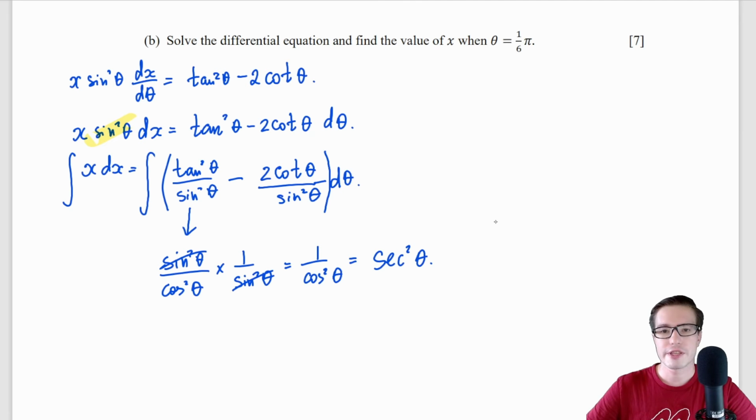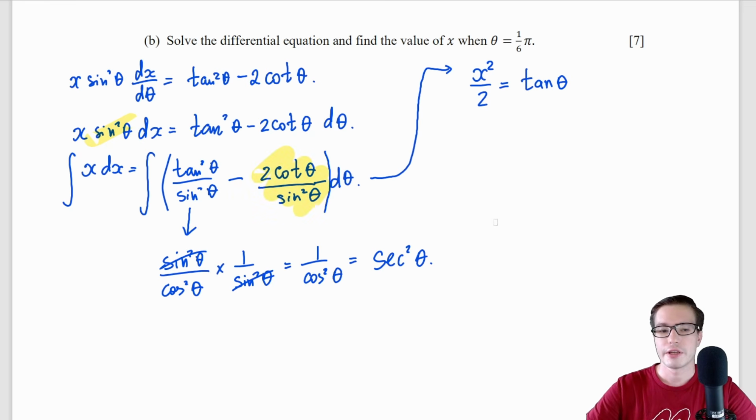And now the integral of secant squared, you can find it in the formula sheet, is going to be tangent theta. And at this point, I think we're good to go, and we'll start our actual integration. The one on the left will be x squared over 2. The integral of secant squared is tangent theta.